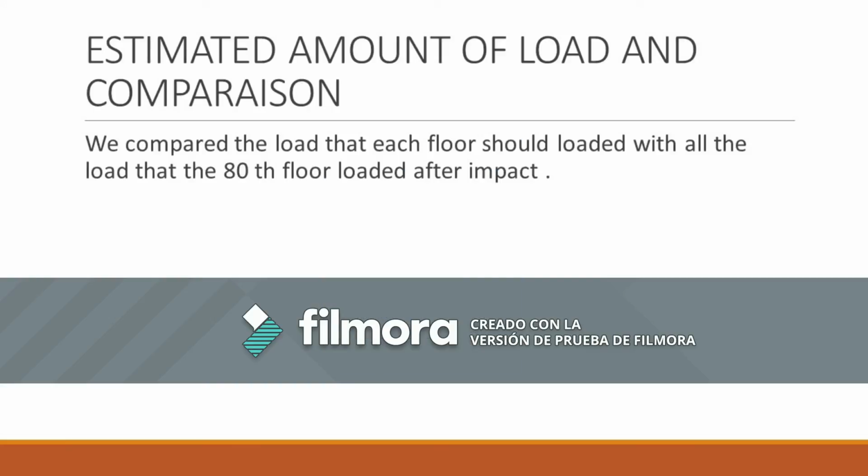We tried to find how much the floor weighs, but we only found out how much the entire building weighs. So we estimated the weight of each floor by dividing the weight of the building by the total number of floors, and with this we made a calculation of the amount of load the 88th floor carried. Then we compared the load that each floor should carry with all the load that the 80th floor carried after the impact and the burned steel.